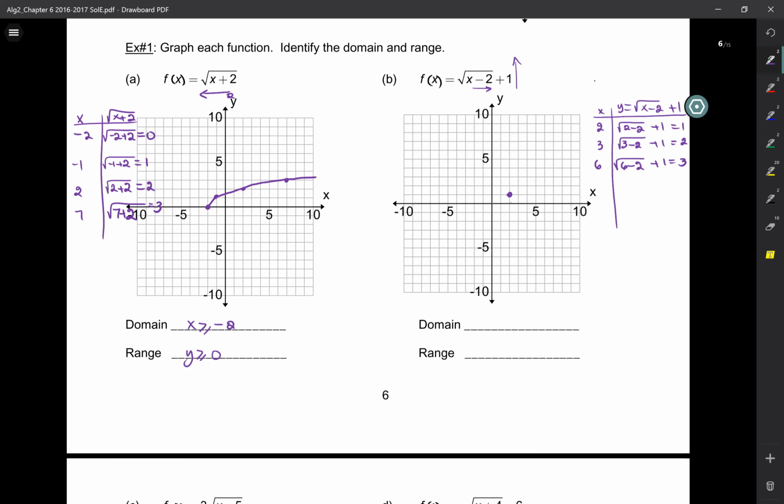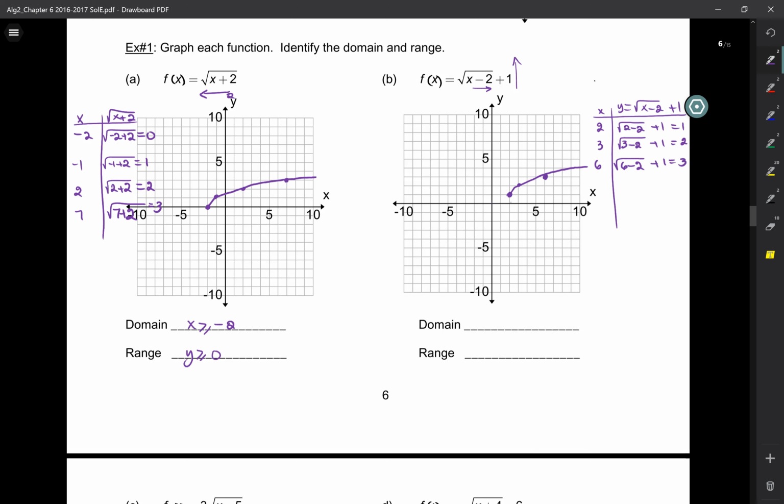So you know what? Let's just be satisfied with this one. So x is 2, y is 1. X is 3, y is 2. X is 6, y is 3. And we just give it that general shape.